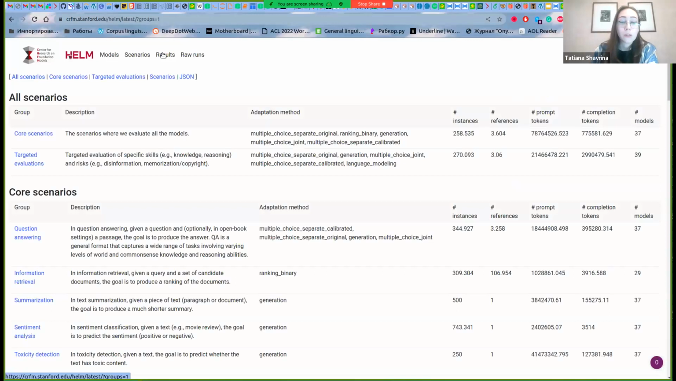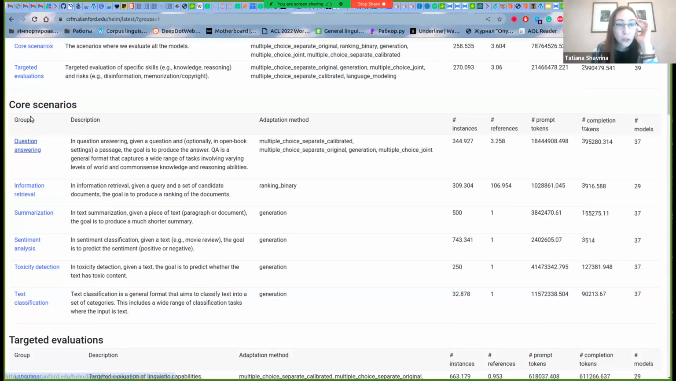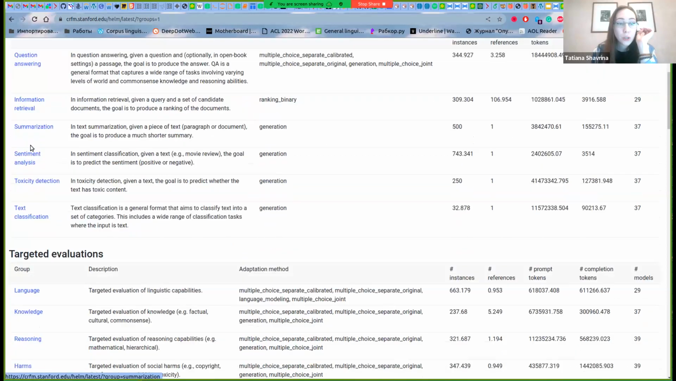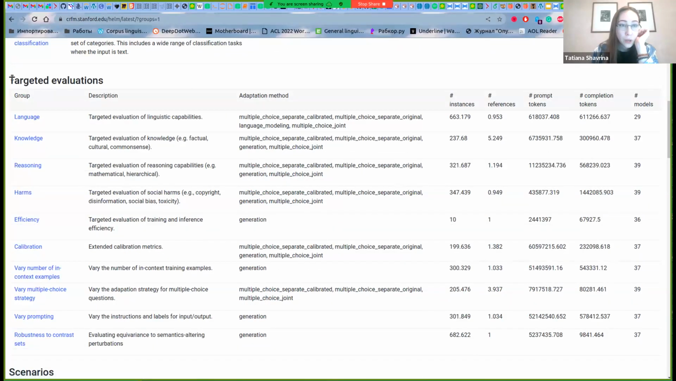A good thing to have also is that we have raw runs for every model on every task. And we also have that for proprietary models. So the organizers of the benchmark have also gained access to Anthropic's Claude model and to ChatGPT and GPT-4. So you can download that. So we have the core scenarios, which are all the tasks and all the models. We have results on question answering, on information retrieval, on summarization, all measured very separately. And we also have the targeted evaluations, right? So we have the language, the knowledge, the reasoning, and what we are interested in is harms.